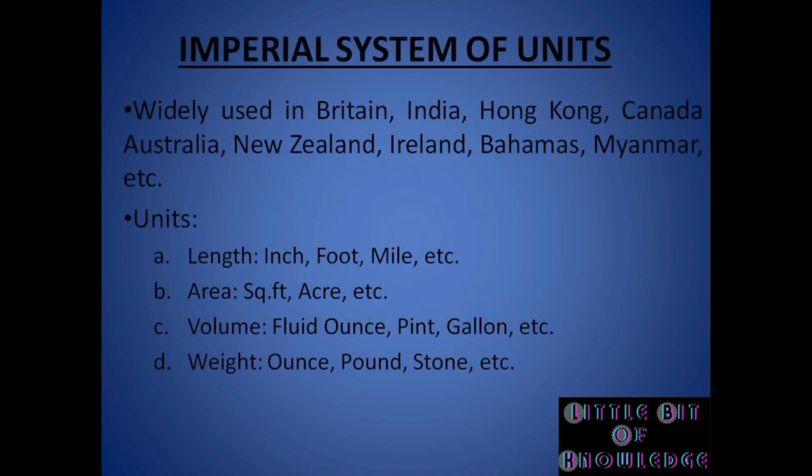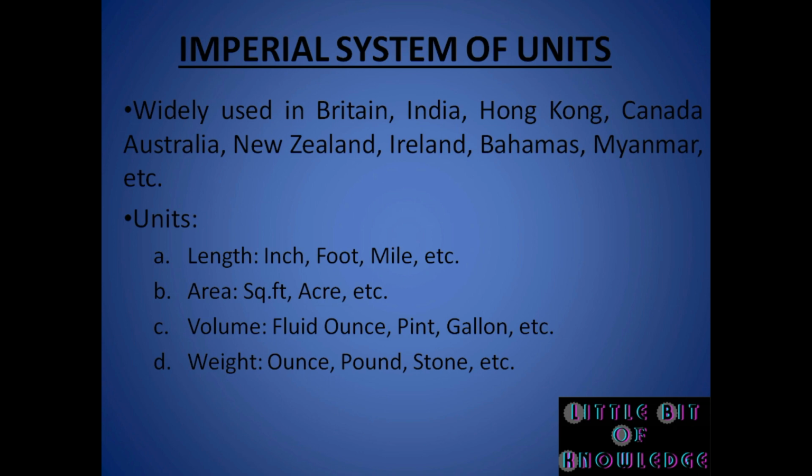So here, the imperial system of units is widely used in Britain, India, Hong Kong, Canada, Australia, New Zealand, Ireland, Bahamas and Myanmar, which were earlier conquered or colonized by Britain.